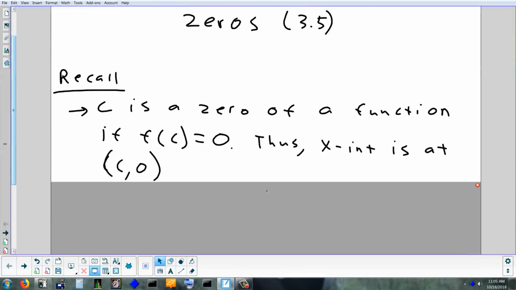So remember that if a number is a 0, we have 5 different ways to say that. If a number is a 0, it means the number is a root. It means if you plug that number into a function, you'll get 0 as the answer. But it also means that that's an x-intercept. If you find a number that's a root, you just found the number on the x-axis where the graph crosses.